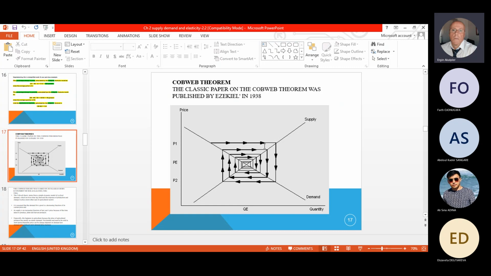It is very popular. It was published and introduced by Ezekiel and Kaldor, Nicholas Kaldor. The classical paper on the cobweb theorem was published first with Ezekiel, but it is Kaldor's theorem. And as you see, it is like a network, like a spider network.